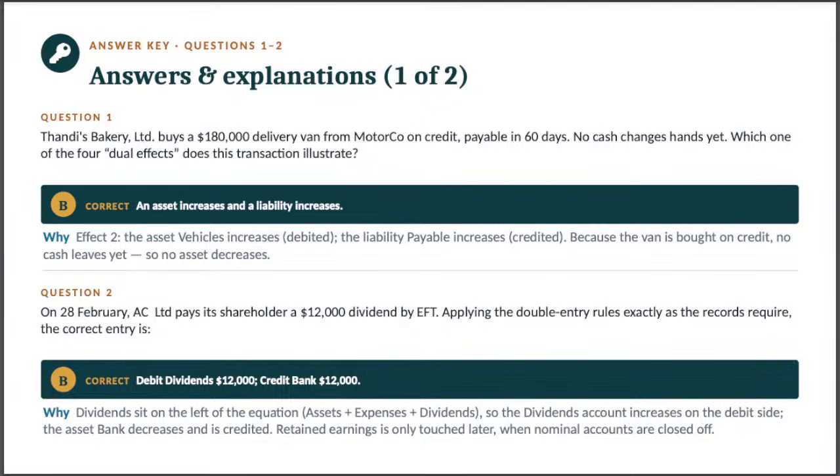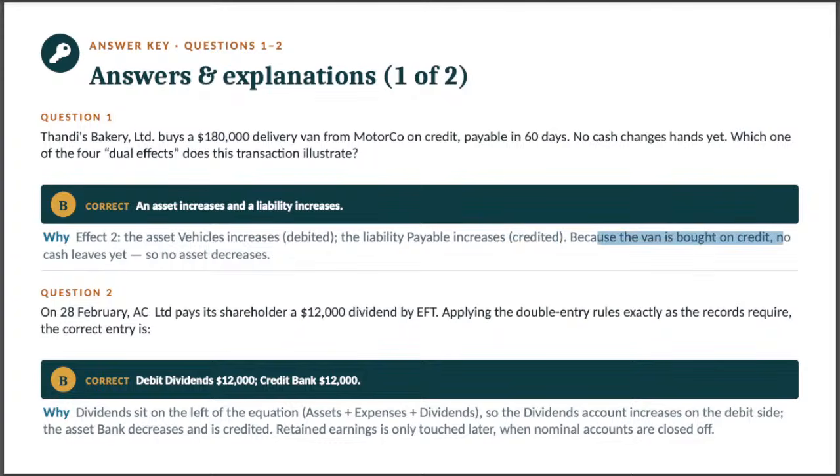All right, for question 1: Tandy's Bakery buys the delivery van on credit. Correct answer was B. An asset increases and a liability increases. And why? Because the asset, vehicles, increased, debited. The liability, payable, increases, credit. Because that's a liability, on the credit side to increase.